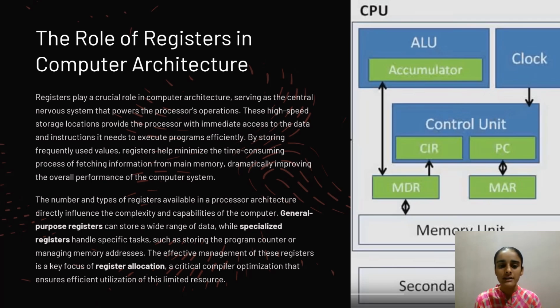The number and types of registers available in a processor architecture directly influence the complexity and capability of computers. General purpose registers can store a wide range of data, while a program counter is used for managing memory addresses. Effective management of these registers is the focus of register allocation, a crucial compiler optimization that ensures efficient utilization of these limited resources.